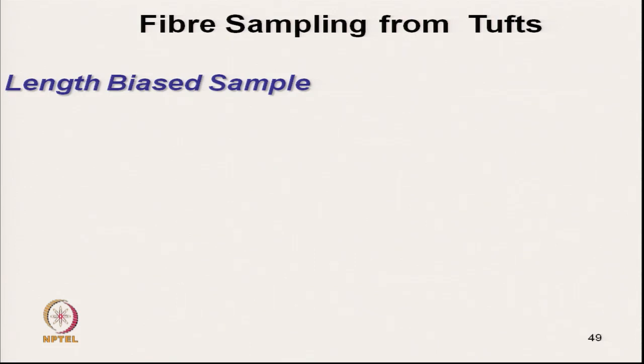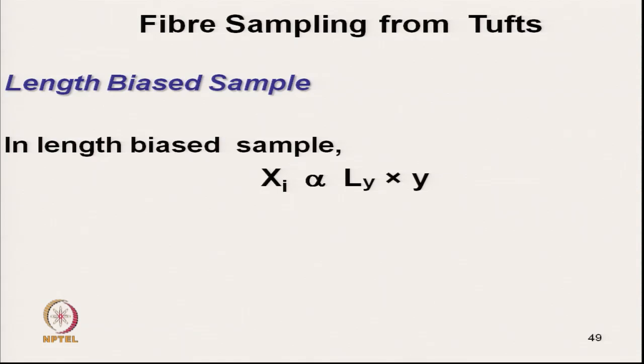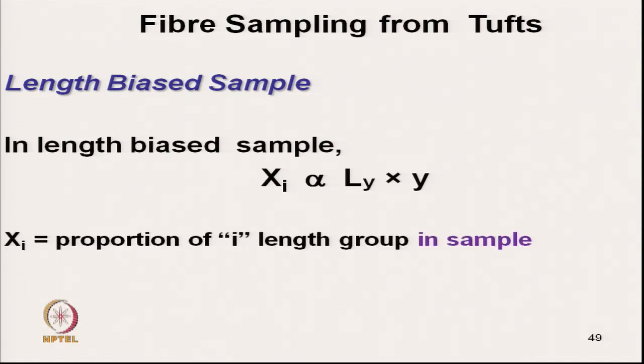And what is length bias sample? In length bias sample, the samples of higher length have a higher chance, more probability, of getting selected. And in length bias sample, this is the equation: x_i is proportional to x L_y multiplied by y, where x_i is the proportion of the i-th length group in the sample. So, this is the proportion of the i-th length group in the sample.